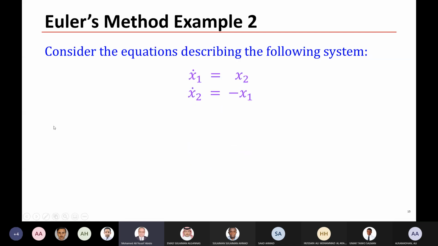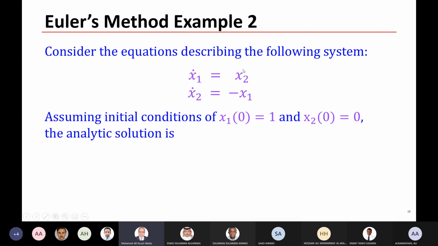Another example, you have x1 dot equal to x2 and x2 dot equal to minus x1, assuming the initial conditions x1 of 0 equal to 1 and x2 of 0 equal to 0. Again, you can have some kind of closed form solution, and you can compare it if you implement the Euler method.